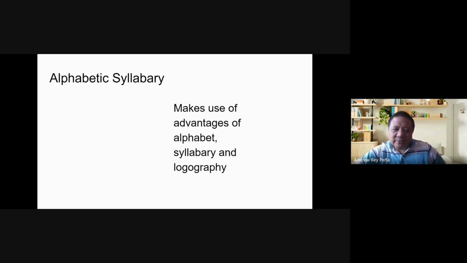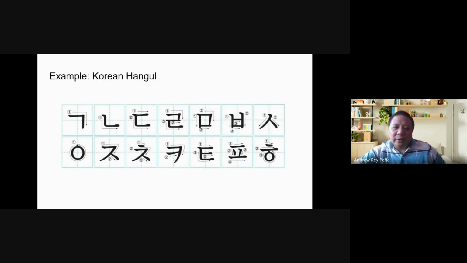And here is an example: Korean Hangul. The king who invented the Korean Hangul was so smart. Many of the symbols there have to do with the tongue and with how a sound is pronounced. So that is an alphabetic syllabary that makes use of the advantages of the alphabet, the syllabary, and the logography.